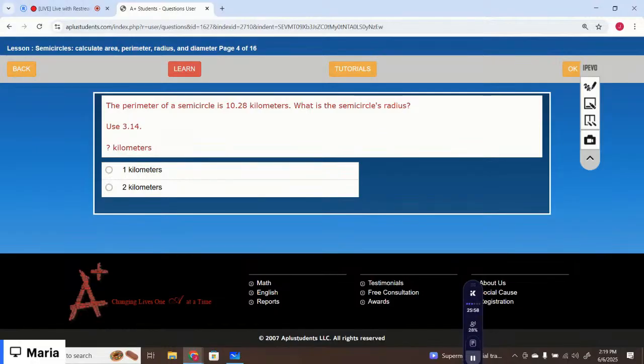The perimeter of the semicircle is 10.28. What is the semicircle's radius? So which is the correct option? That is 2 kilometers. Option number 2 is the correct option.